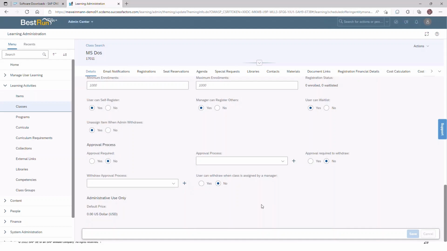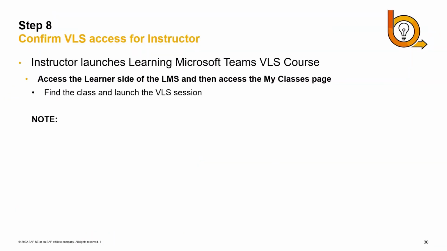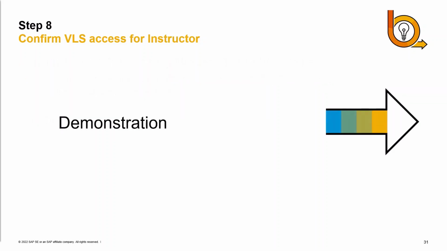We just demonstrated how to create an item, schedule the class, as well as to validate that the automated completion setting is set. Step 8. Let's review details related to confirming that the instructor can successfully launch the Learning Microsoft Teams VLS course. I am now going to demonstrate that the instructor can successfully launch the Microsoft Teams VLS course.